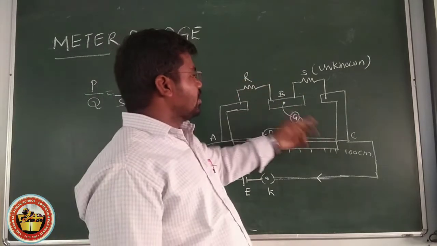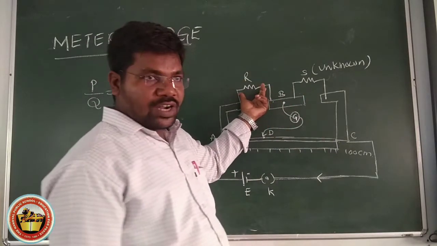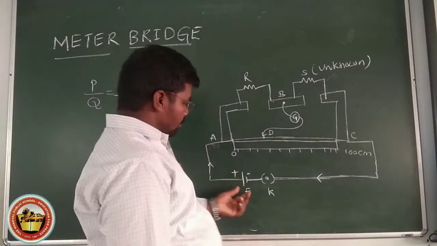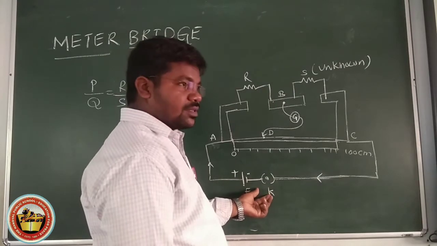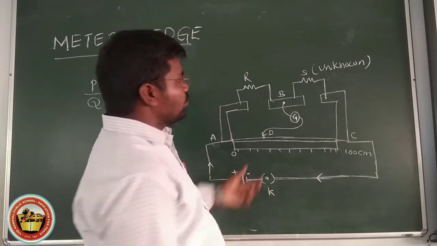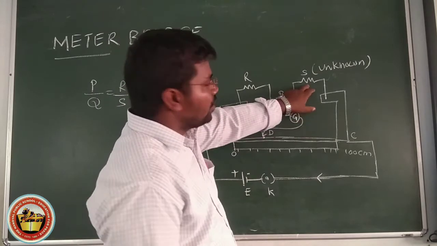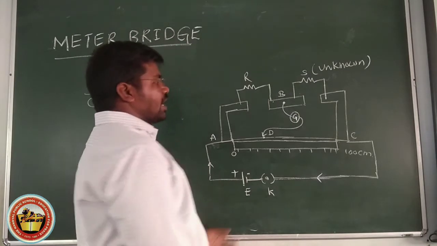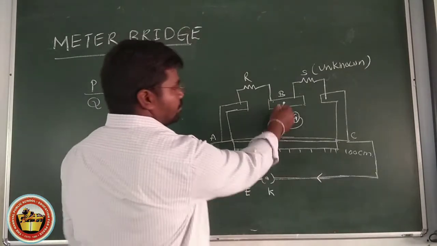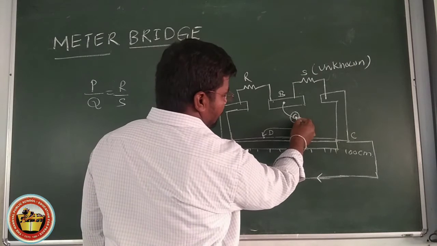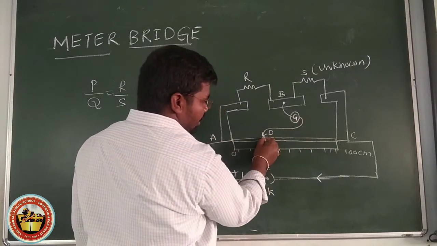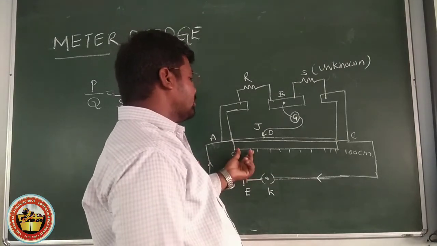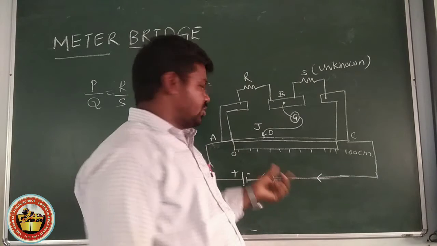Here there are L-shaped strips with two gaps. One gap holds a known resistance, another gap holds the unknown resistance. In the circuit we connect a battery and a key. When we place the unknown resistance in the right gap, we connect a galvanometer from B to the galvanometer, and from the galvanometer to the jockey. The jockey has a sharp knife edge.